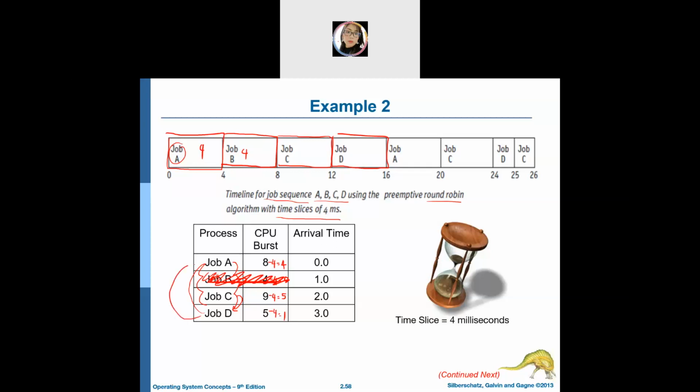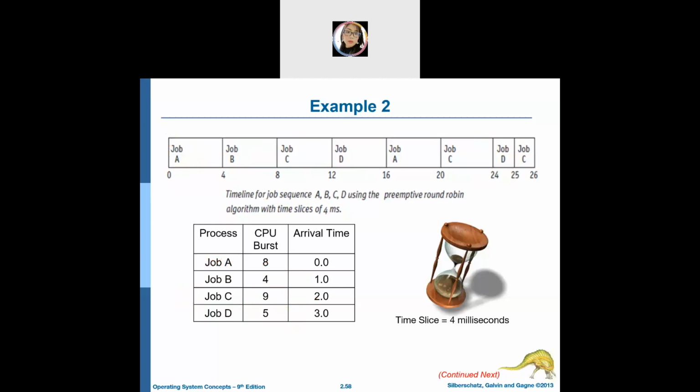Then it will continue to A. A, how long do you do? 4 times. 4 minus 4 is equal to 0, so it's already finished. B has also finished, so you go directly to C. For C, you have 5 minus 4, so another 1 is left. You do 4 first, and you hand off to D. D only has 1 left, so you just do 1. Then you go back to C to finish one cycle.